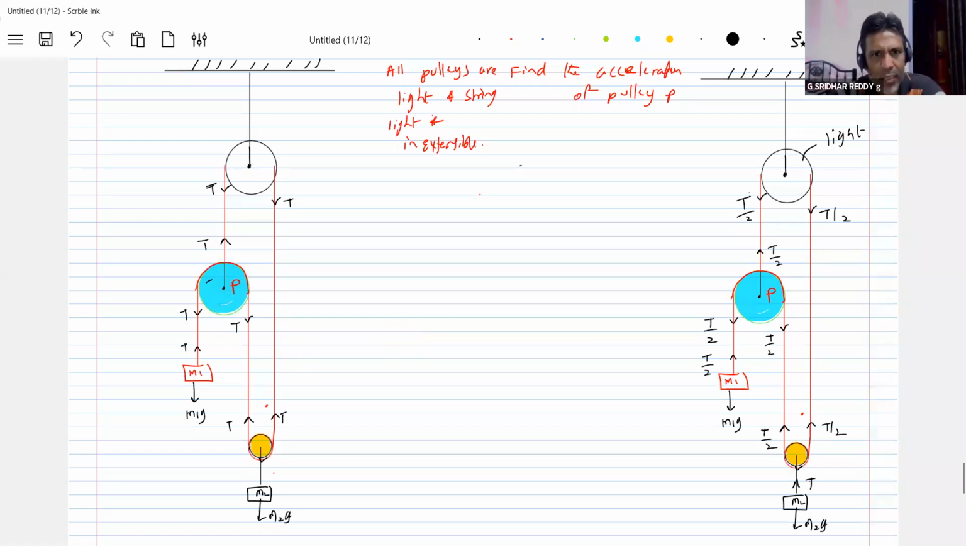So I'll write the equations. You see the mathematics. I'll write the equation now. 2T minus T equals mass of pulley times acceleration of pulley. Fine. So now what should happen here? The tension, can it happen? What is the mass of the pulley? Mass of the pulley is 0, as it is light.